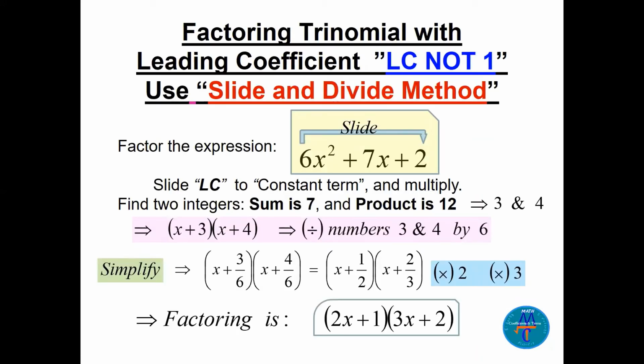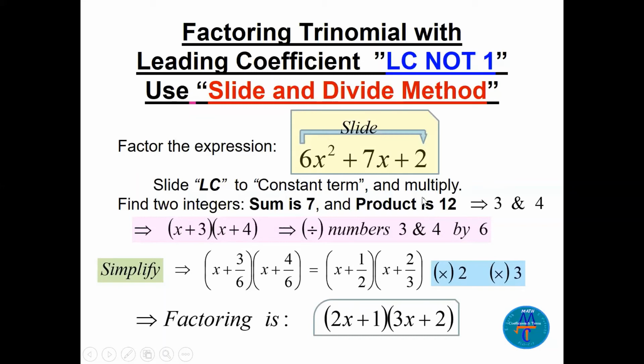Now we come to the last part, for 3 terms, the most difficult, ugly part students do not like. We have 3 terms, not perfect, and the leading coefficient is not 1. That's the hardest you can get. Look at this ugly example: 6x squared plus 7x plus 2. It's for sure not perfect, because there is a 2 here. And the leading coefficient is not 1, it is 6. That's the most difficult you can get.